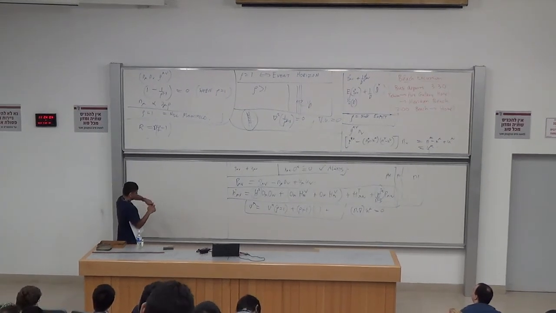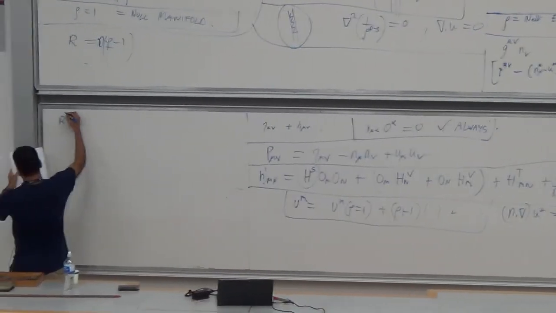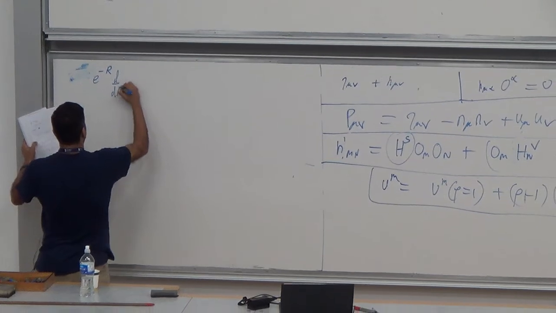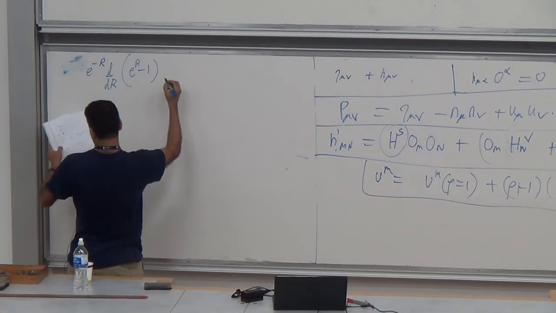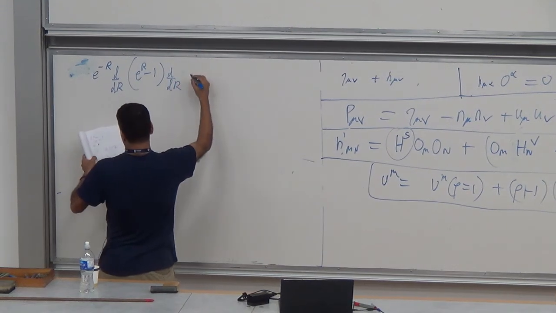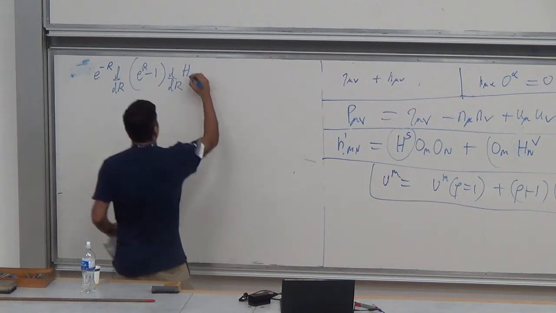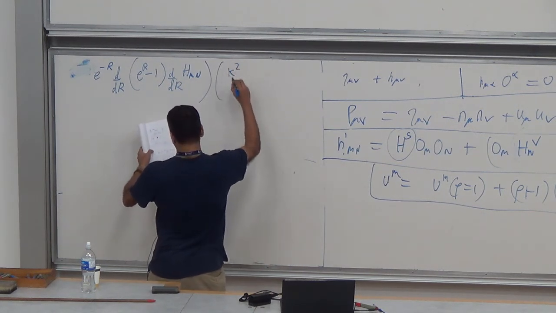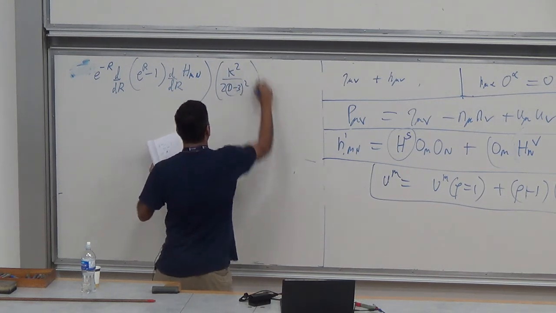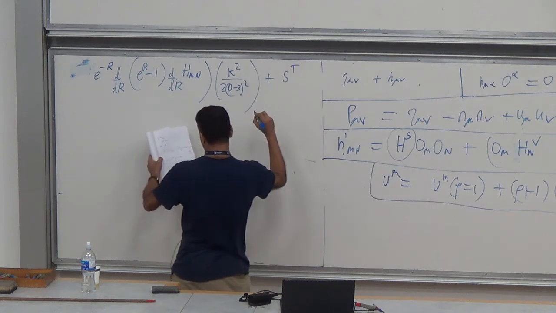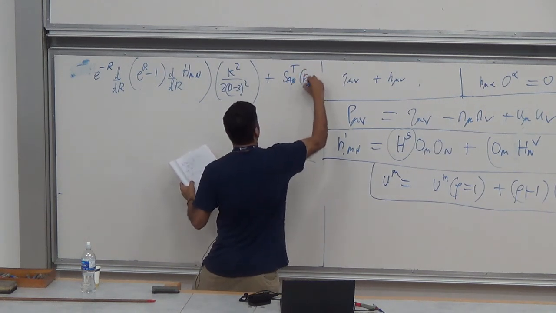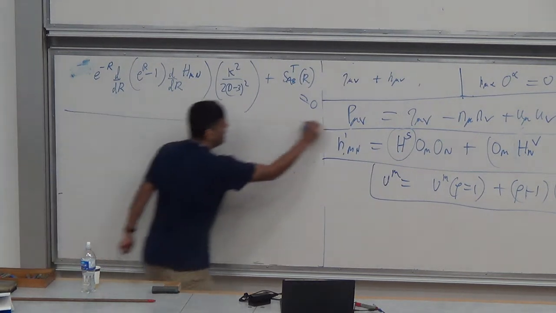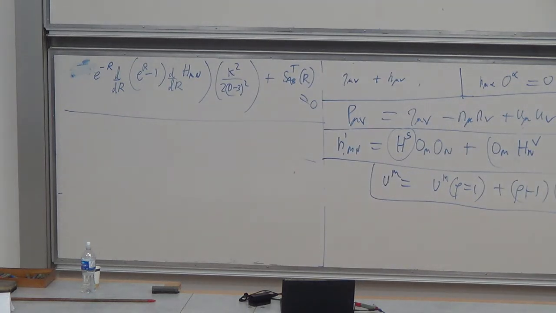The effective Einstein equation for the tensor turns out to be this: e to the power r d by dr, e to the power minus r, d by dr of h_mn, minus k squared by (2d minus 3) squared, plus a source term s_mn of r, is equal to 0. Okay, this equation illustrates the general structure of the equations we get.